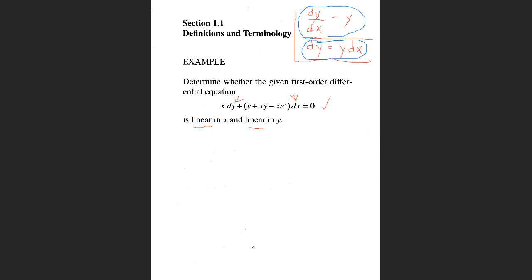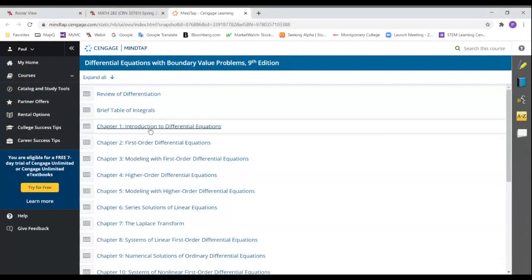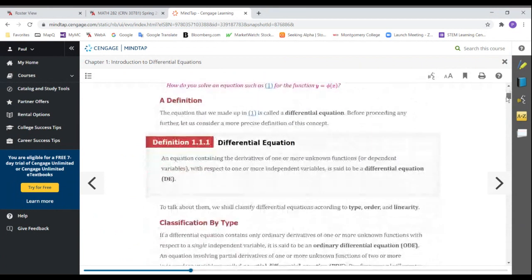What I'm doing is I'm going into the ebook here. So let me stop the sharing here and bring up the ebook. Okay, good, good. All right, so hold on here. Chapter 1, Introduction to Differential Equations.